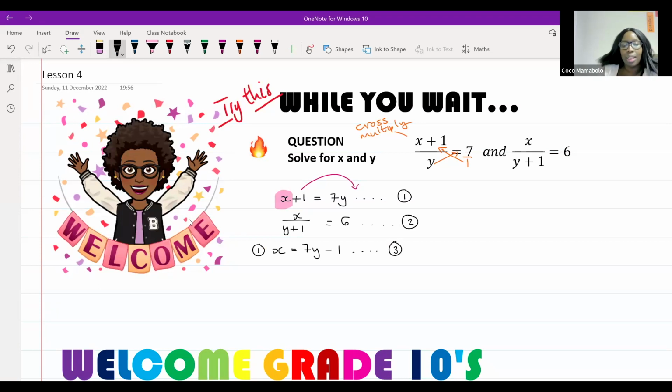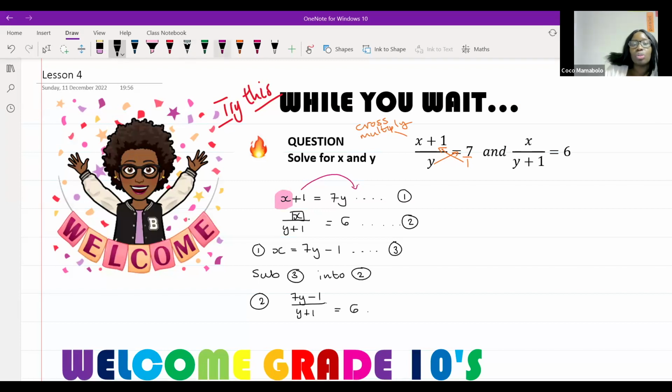All right. Now I'm going to substitute equation 3 into equation 2. Not equation 1 anymore. Equation 3 into equation 2. So I can see there equation 2. Wherever I see an x in equation 2, I'm going to replace that x with 7y minus 1. So I'm going to get 7y minus 1 over y plus 1 is equal to 6, right?